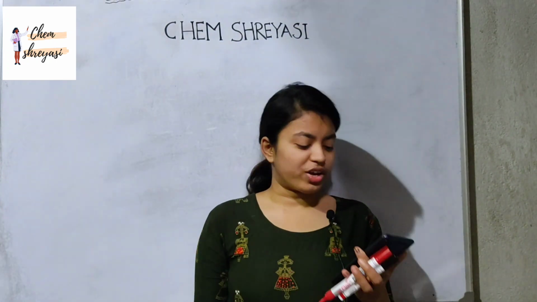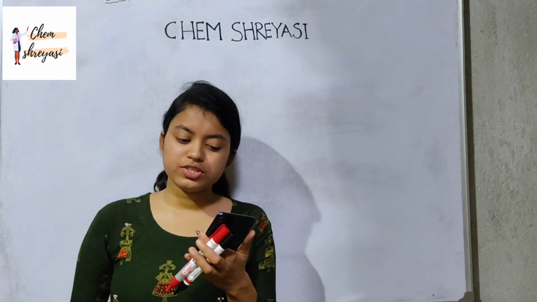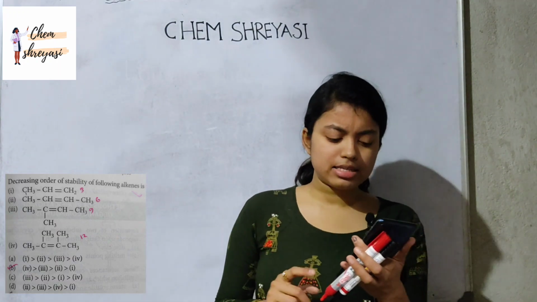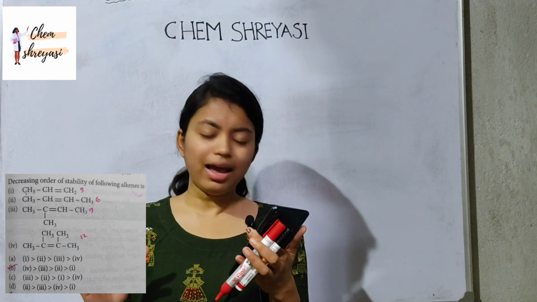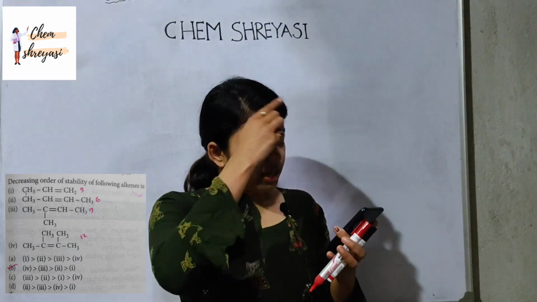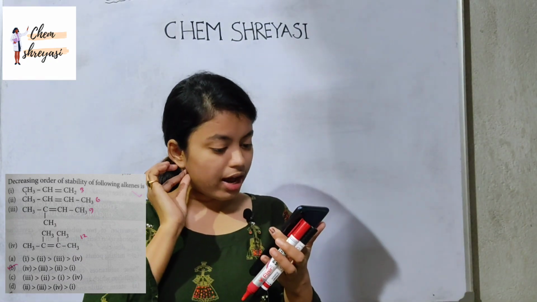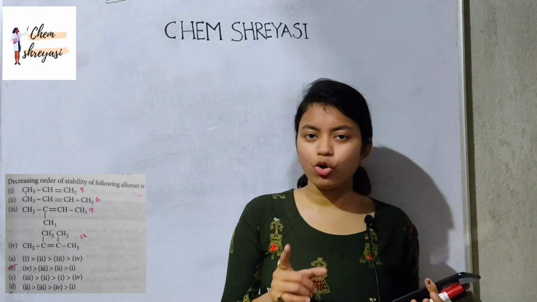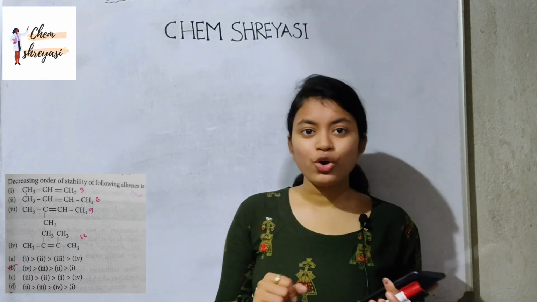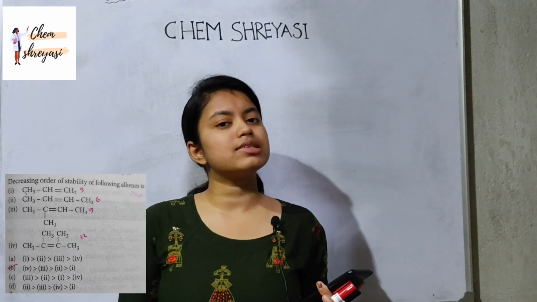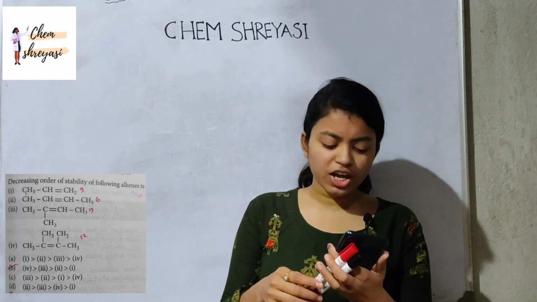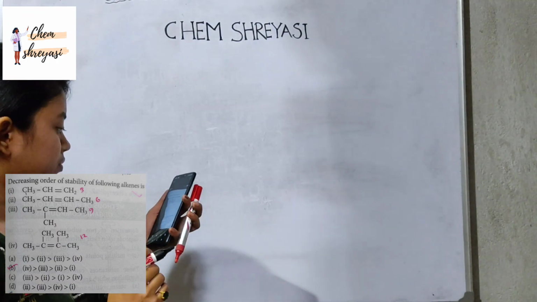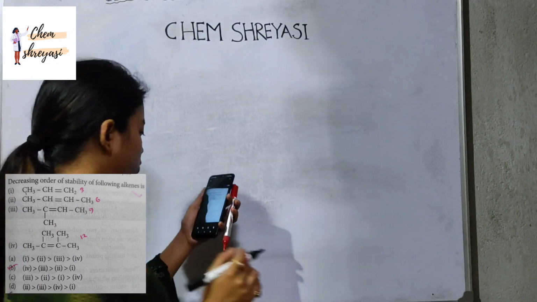Coming to the next question, it says: the decreasing order of stability of the following alkenes is. In this case, all of these 4 structures are alkenes, and they are asking for the stability order. I have already told you that hyperconjugation is a stability factor which operates only when there is an alpha hydrogen in the compound. So let me draw all of these structures and find which one is the most stable compound.